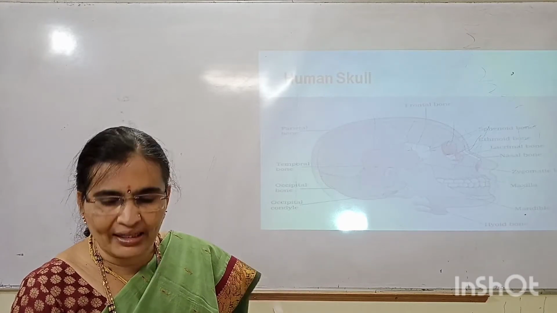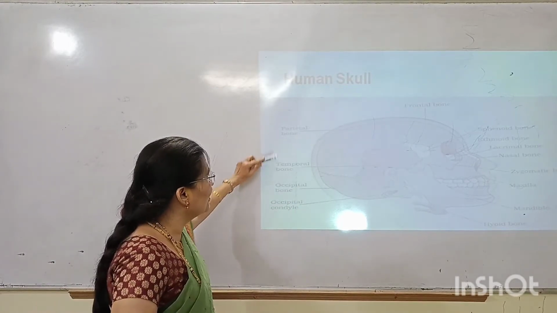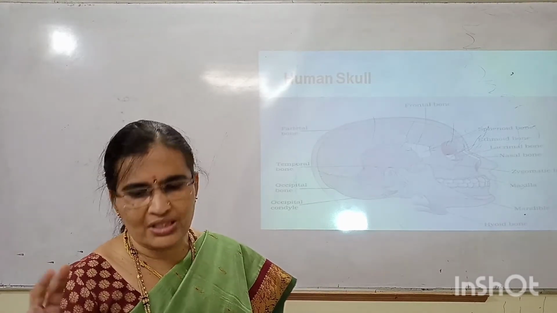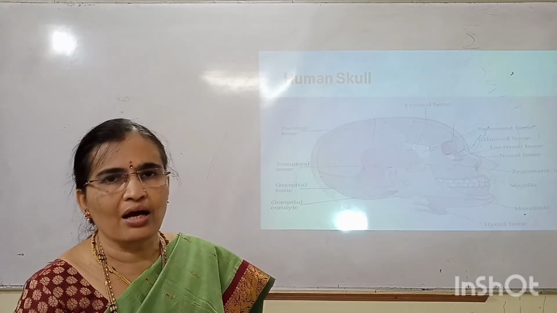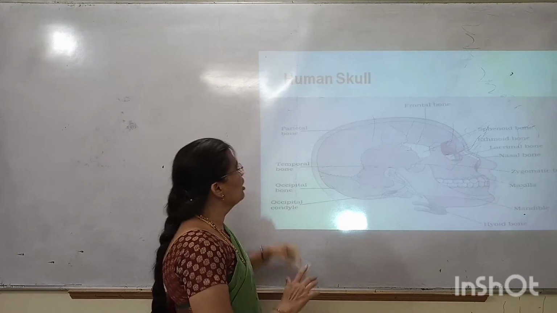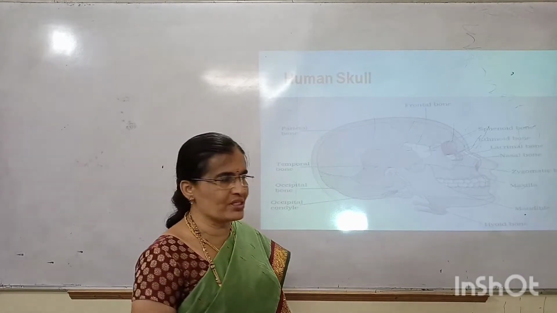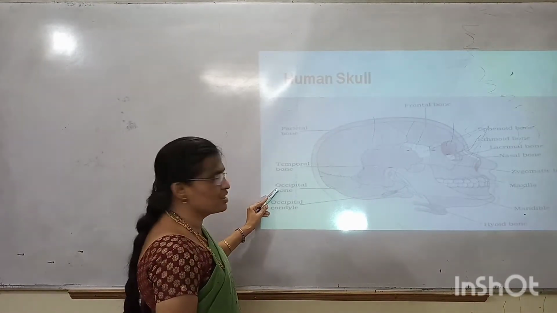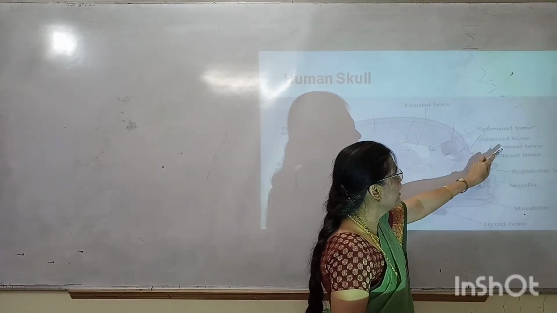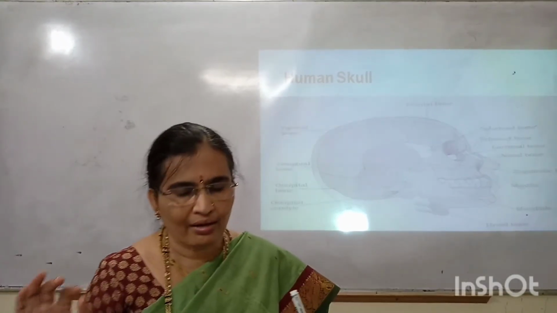We have to remember one thing: the parietal and temporal bones are 2 in number, whereas all other bones are single. So 2 temporal and 2 parietal make 4 bones, then occipital is the fifth, frontal the sixth, sphenoid the seventh and ethmoid the eighth. So there are 8 bones in the cranium.